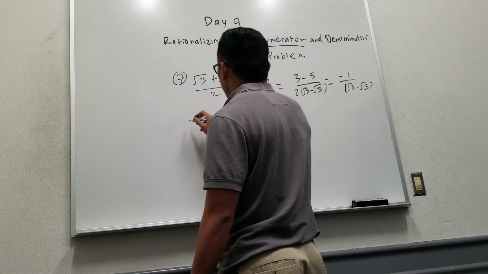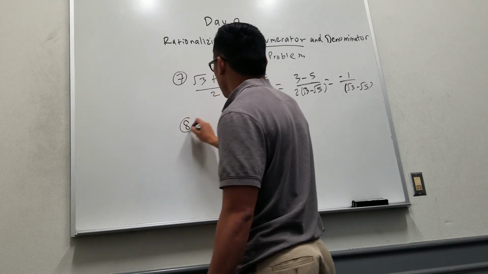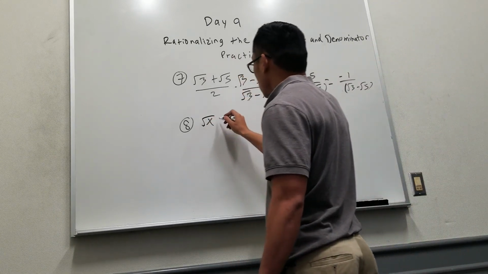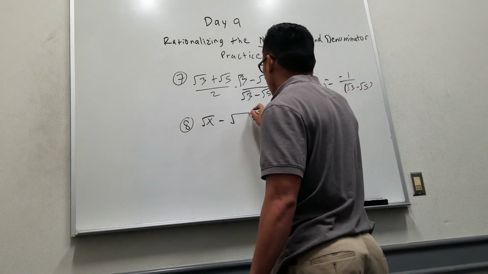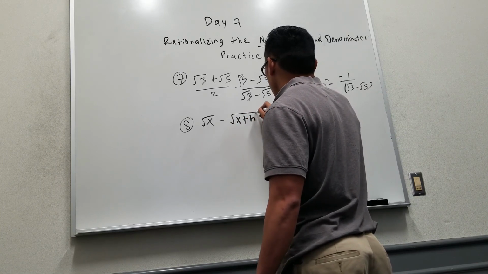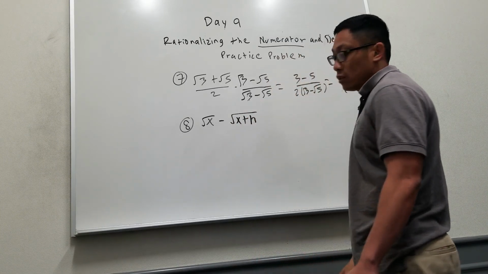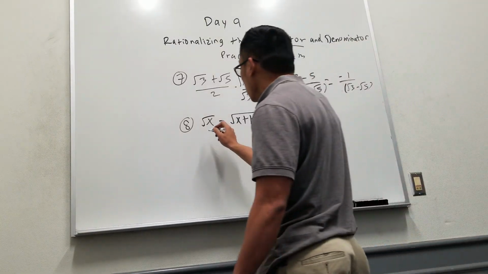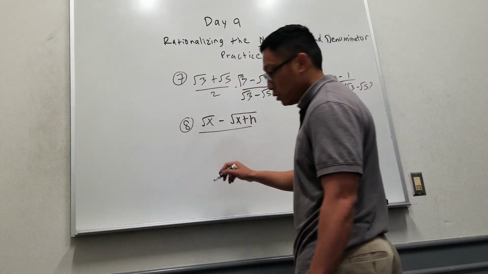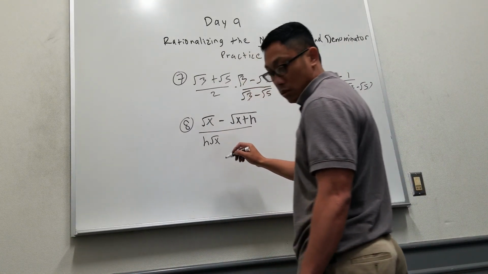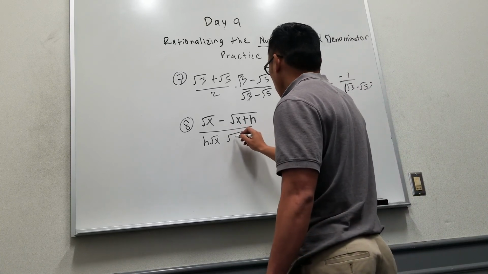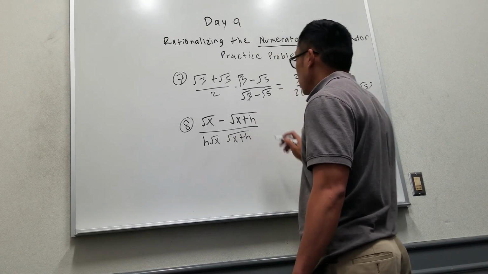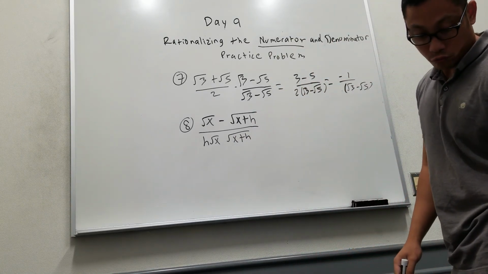Okay. 8. Radical x minus radical x plus h over, oop, not finished, h. So try it out.